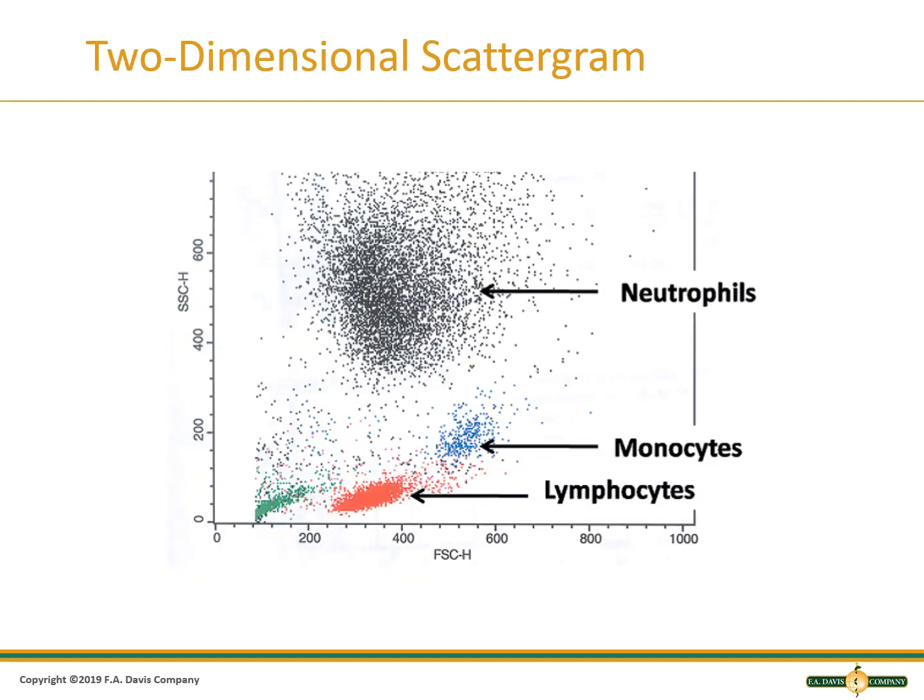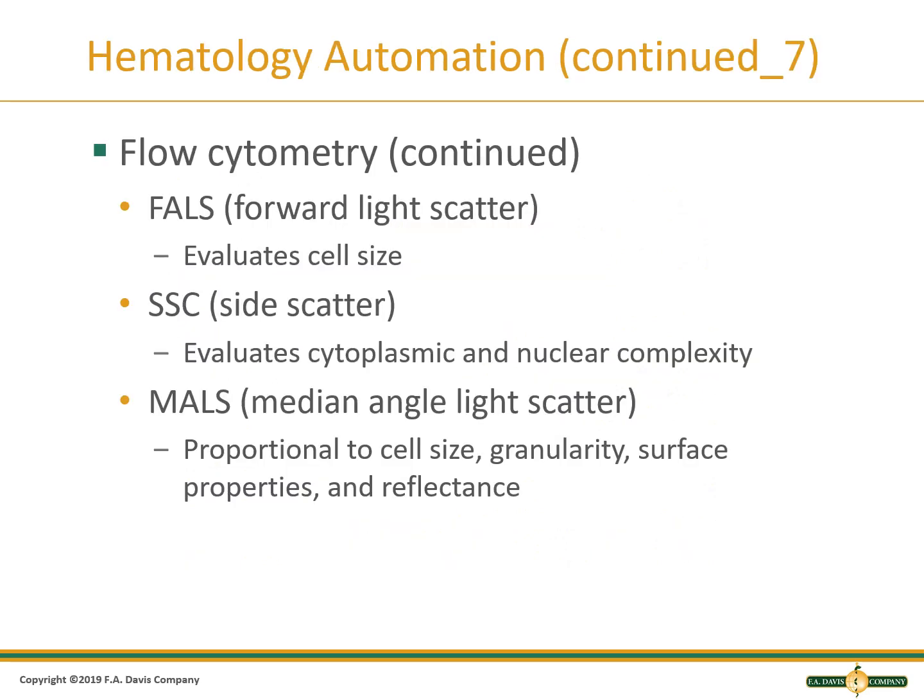Here we have an example of a two-dimensional scattergram, and you can see the black area here is our neutrophils, blue is our monos, red is our lymphocytes, and it doesn't say here, but this green area is most likely your basophils. Within flow cytometry, you also have FALS, or forward light scatter, and this evaluates the cell size.